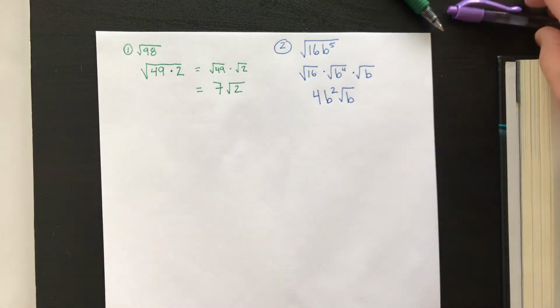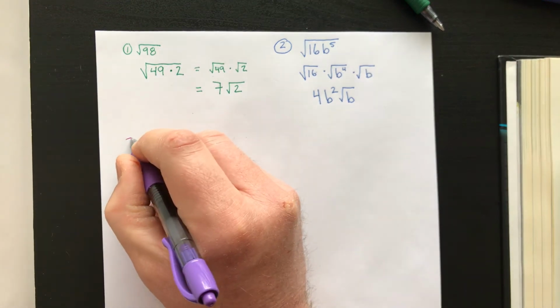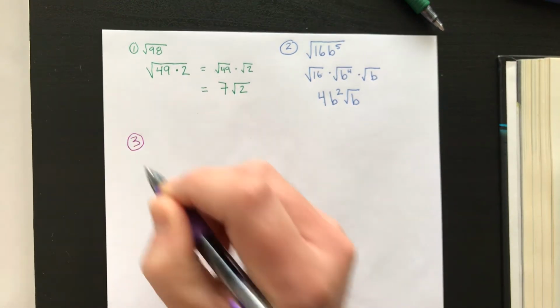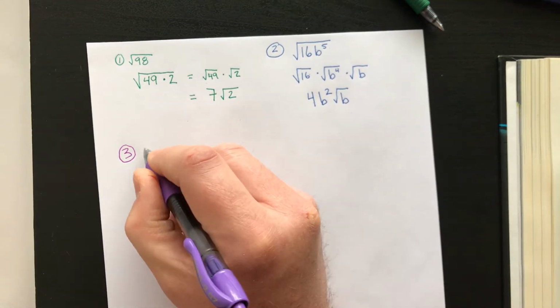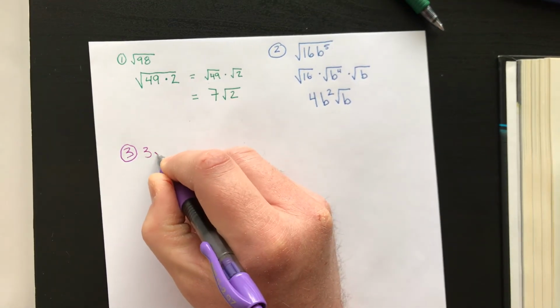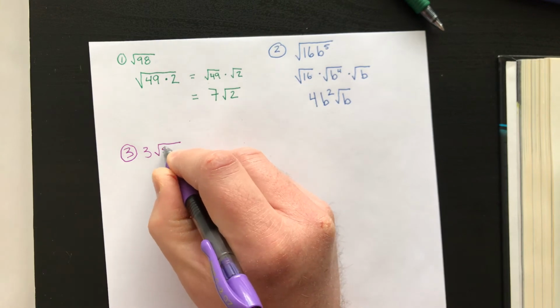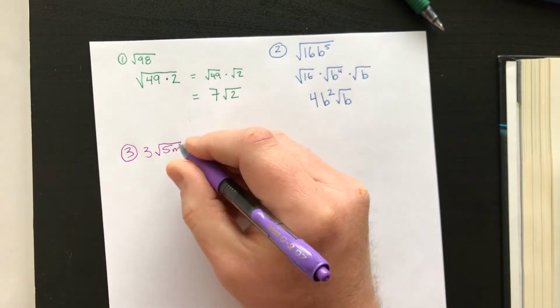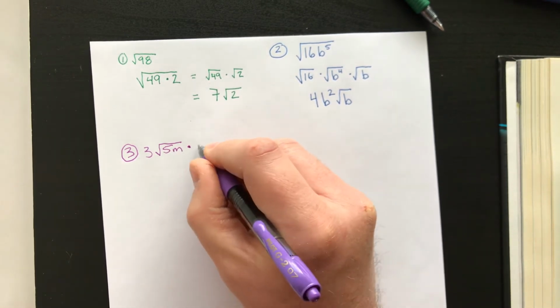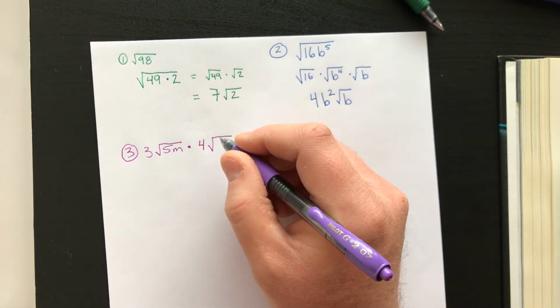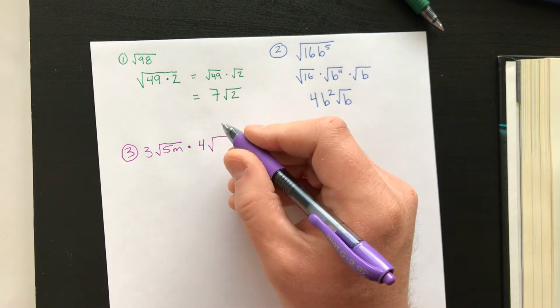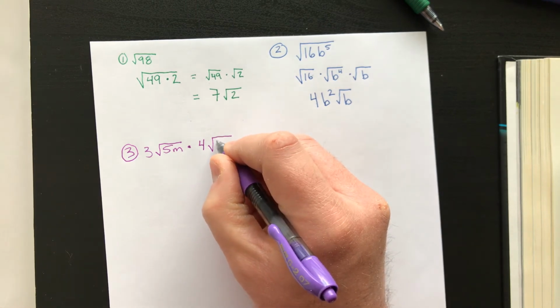All right, let's do another problem. Number 3. Number 3, we have 3 root 5m times 4 root 1/5 m cubed.